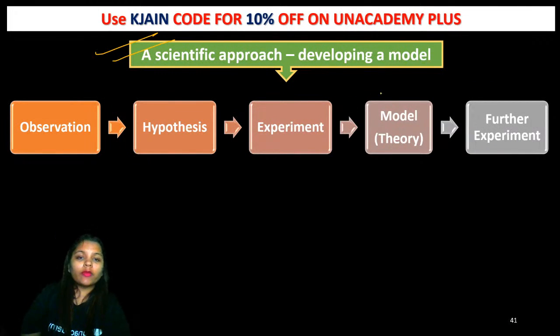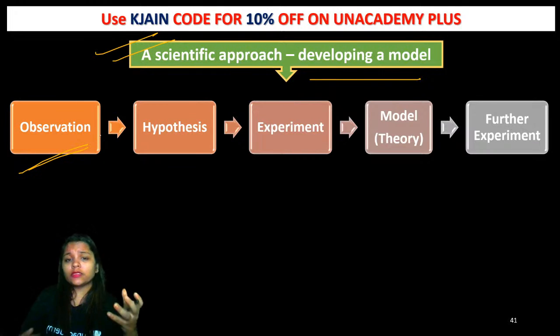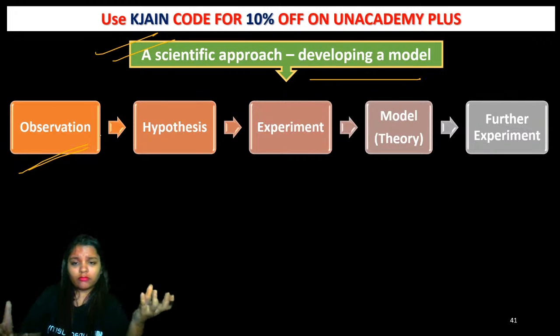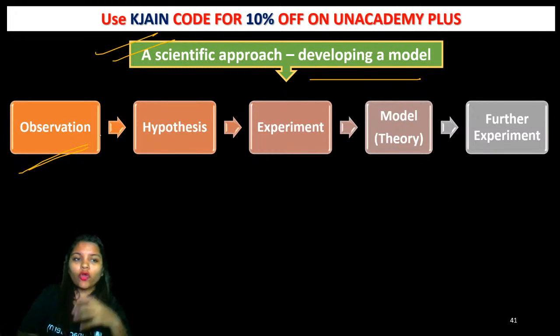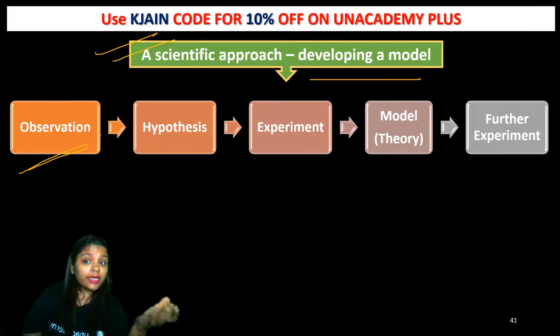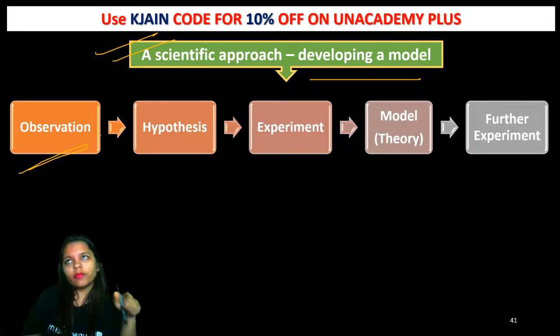There is a scientific approach to developing a model. How do you develop a model for your studies, for your reaction? First you observe. Like you have mixed A and B, you have mixed something with something. You observe a color change, an odor, a gas, a change in state. So you observe something and you make a hypothesis, an idea that this will happen.